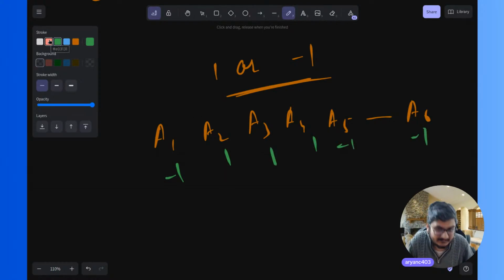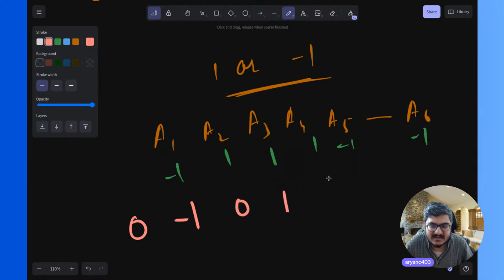So now let's say if we don't take anything, our sum is 0. If we take this, our sum becomes -1. If we also take this, our sum becomes 0. If we take this, our sum becomes 1. If we take this, our sum becomes 1. If we take this, our sum becomes 0. If we take this, our sum becomes -1 again.